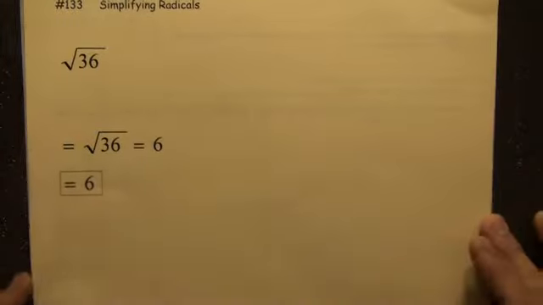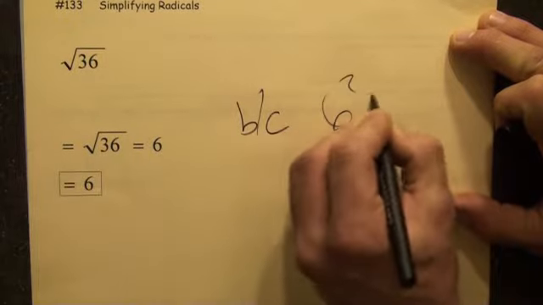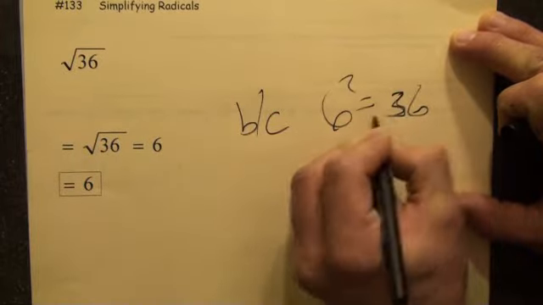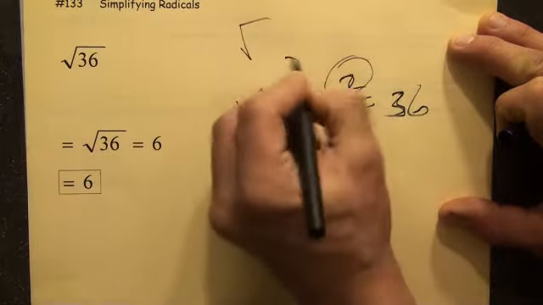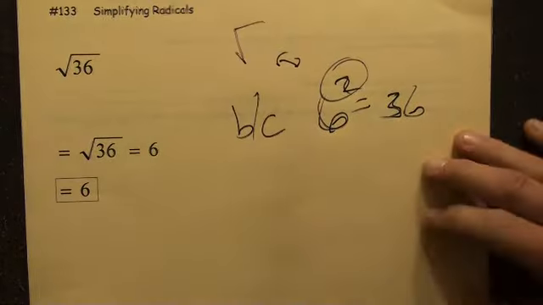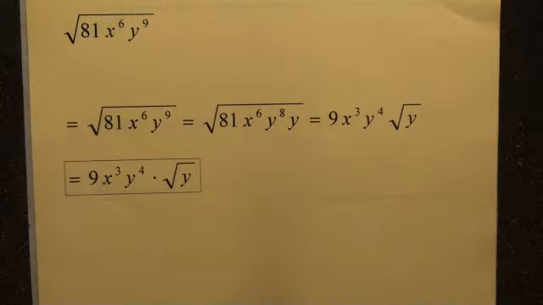Let's take a look at our video printouts here off of Microsoft Word. Square root of 36 is 6, and the reason is because 6 squared is 36. Okay, so this symbol squared and square roots are inverses of one another. Alright, next one. Square root of 81, x to the 6, y to the 9th.